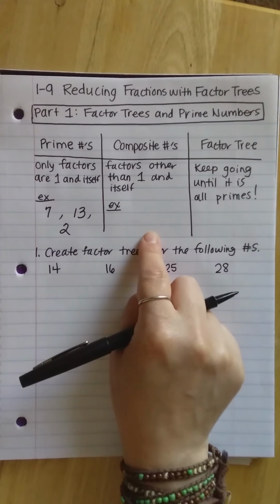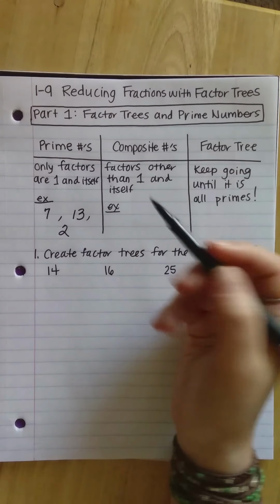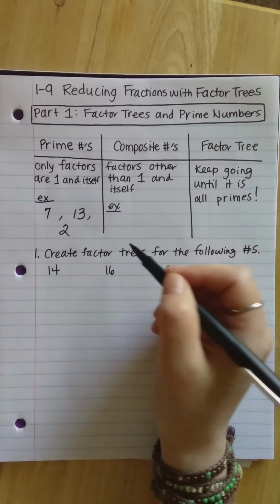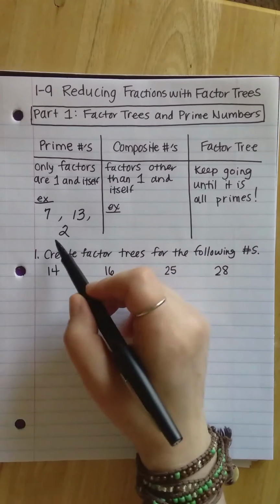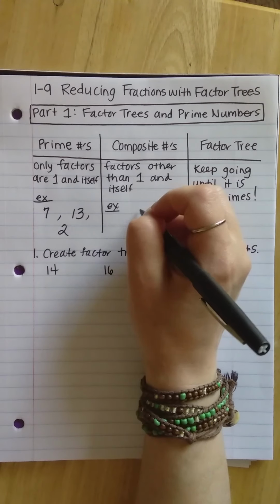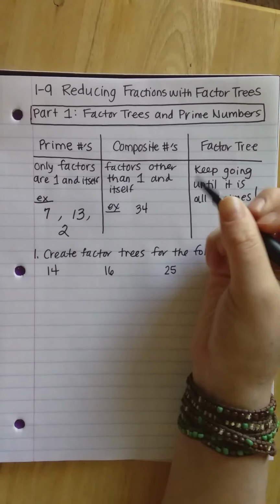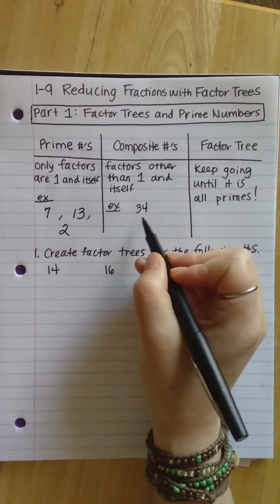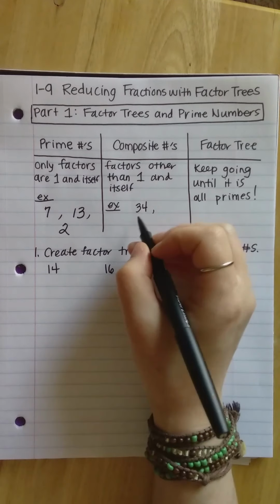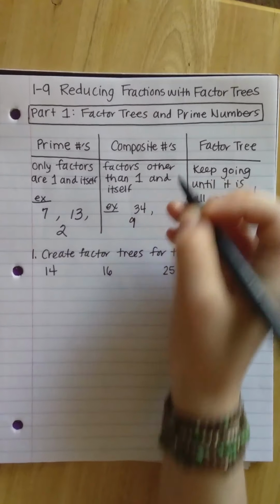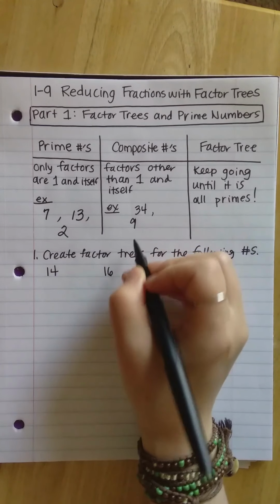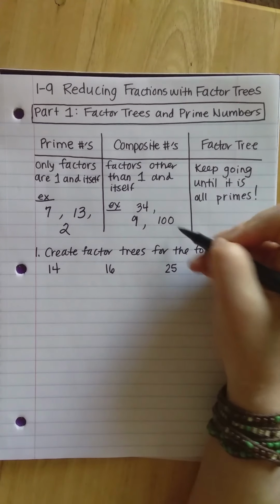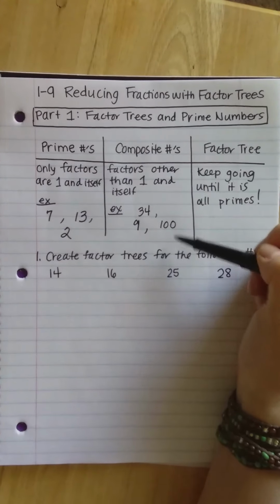So let's move on to composite numbers. It's basically the rest, right? Composite numbers have factors other than 1 and itself. So an example would be basically any even number besides 2. So like 34, because it has 1 and 34, and it also has 2 and other factors. And then how about 9, because it has 1, 9, and it also has 3. And then just like, I don't know, 100. That's a perfect example. It's an even number. So these are composite numbers.